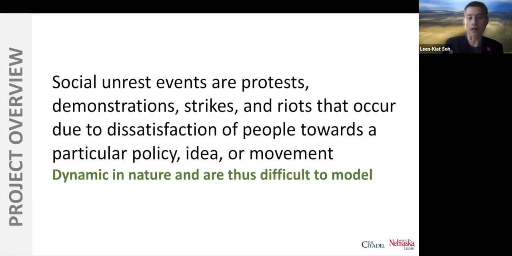Social unrest events are protests, demonstrations, strikes, and riots that occur due to dissatisfaction of people towards a particular policy, idea or movement. Usually it's directed at the government. And these events are usually dynamic in nature, and there are many moving pieces at work, and so are difficult to model.